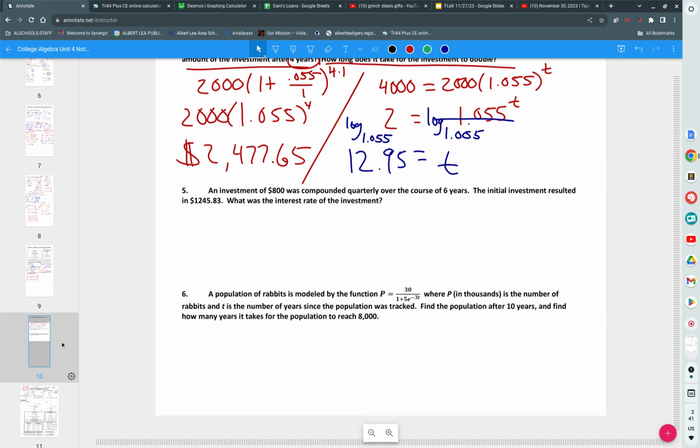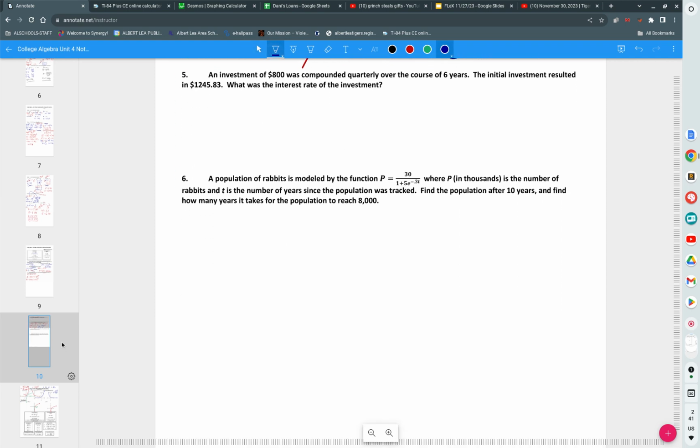Okay, slightly different problem. An investment of $800 was compounded quarterly over the course of 6 years. The investment resulted in $1,245.83. What was the interest rate of the investment? So we have amount is equal to the principal times 1 plus r over n raised to the nt power. What I would like you to do is plug in the numbers and figure out where the numbers go and which variable you are solving for. Talk to the person next to you if you need to.